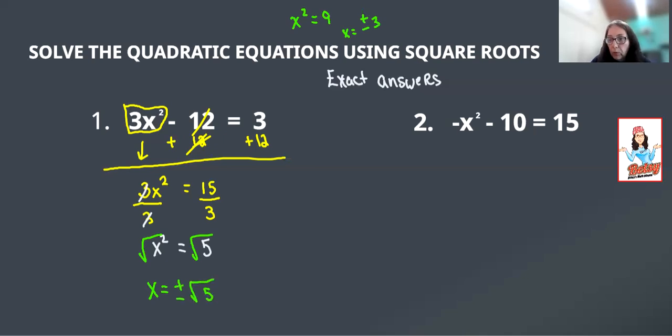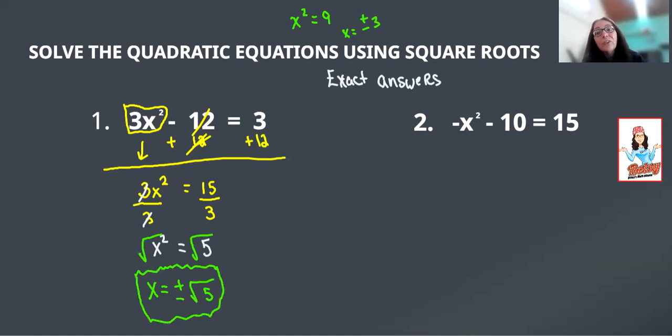5 is not a perfect square. There's nothing times itself that makes 5. We're not going to work with decimals. And there's no perfect square that goes into 5. So we're done. All right, what do you think? We doing okay? Let's do another one.